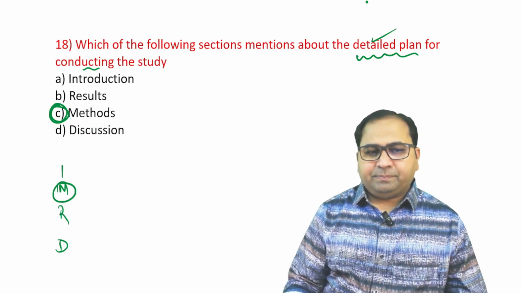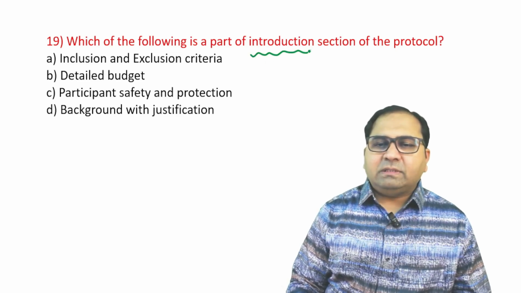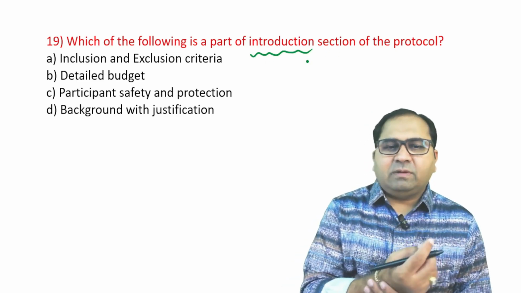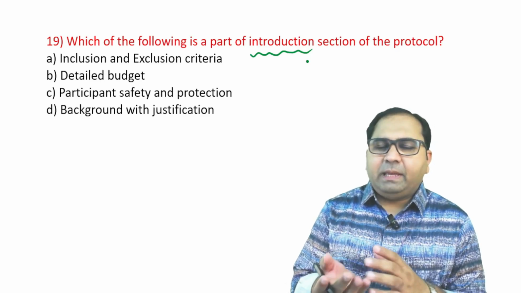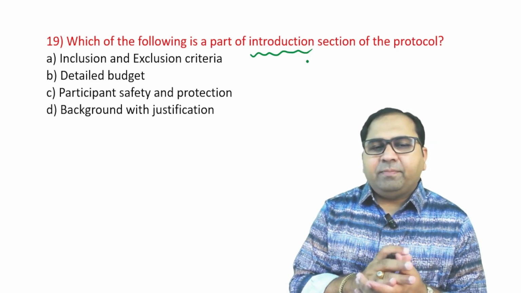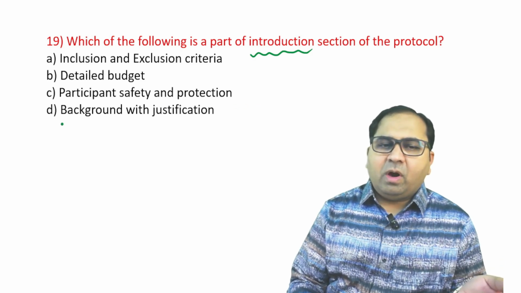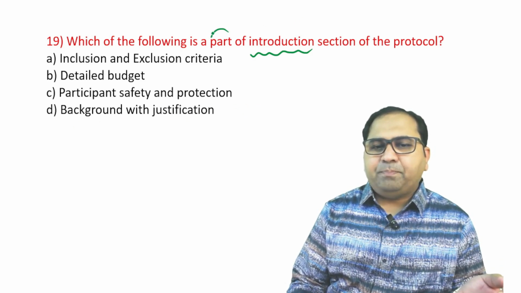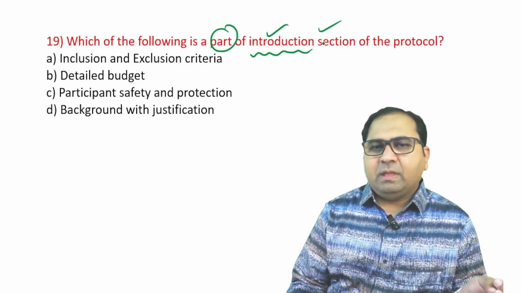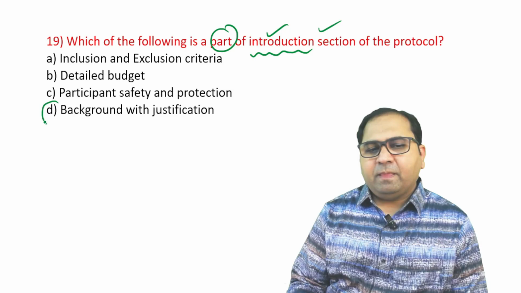Then next question. Which of the following is a part of the introduction section of a protocol? A. Inclusion and exclusion criteria. B. Detailed budgeting. C. Participant safety and protection. Or D. Background with justification. So which is a part of the introduction section? The answer for this question is option number D.